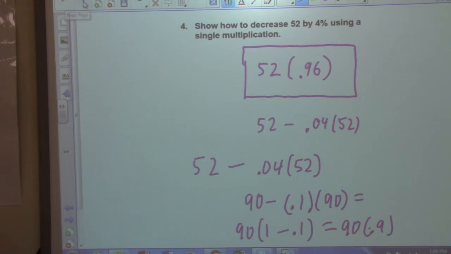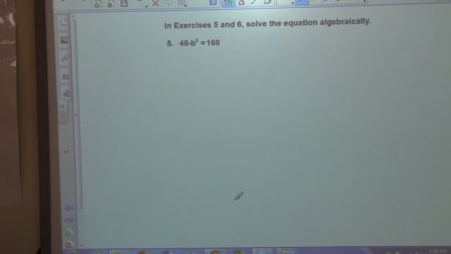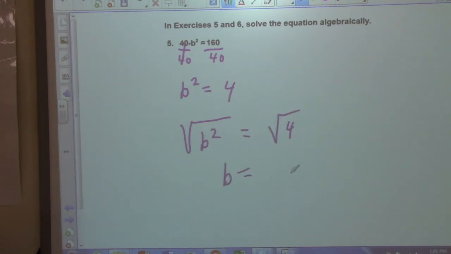Okay, let's go to number 5. In exercises 5 and 6, solve the equation algebraically. Do you want me to work that out? Yeah. And so we get b squared is equal to 160 divided by 40, which is 4. And what next? Square root, right? So b is equal to, is that it?